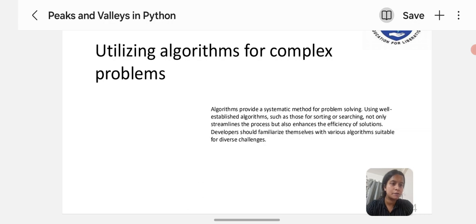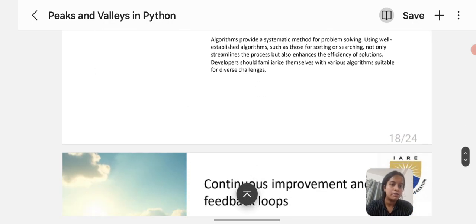Utilizing algorithms for complex problems. Algorithms provide a systematic method for problem solving. Using well-established algorithms, such as those for sorting and searching, not only streamlines the process but also enhances the efficiency of solutions. Developers should familiarize themselves with the various algorithms suitable for diverse challenges.